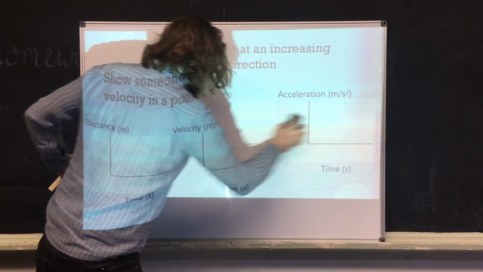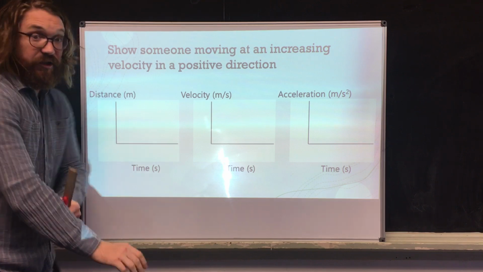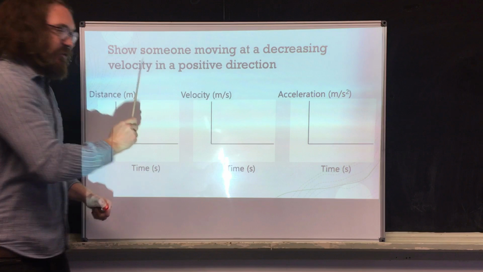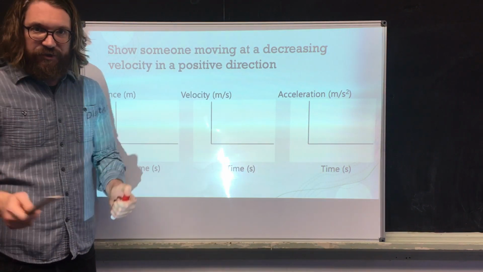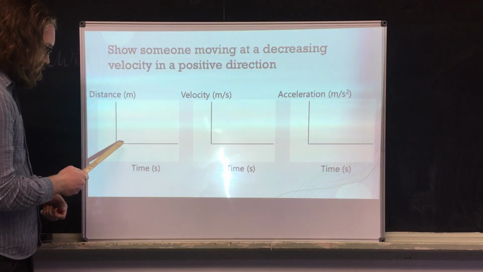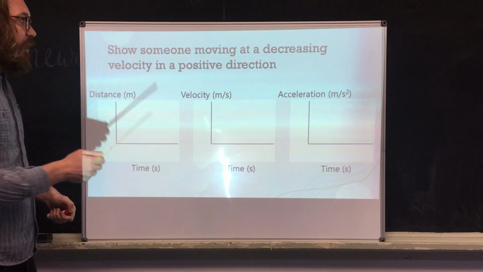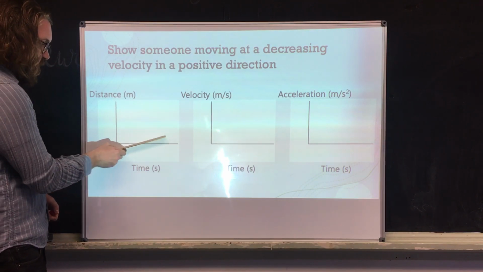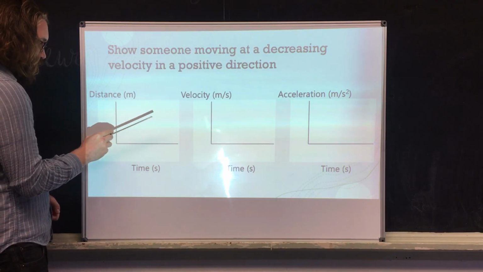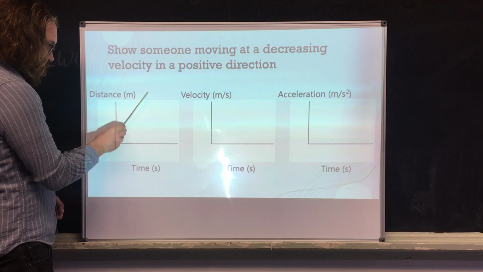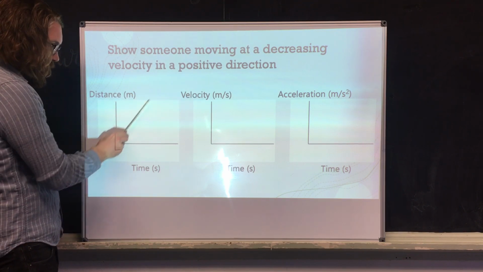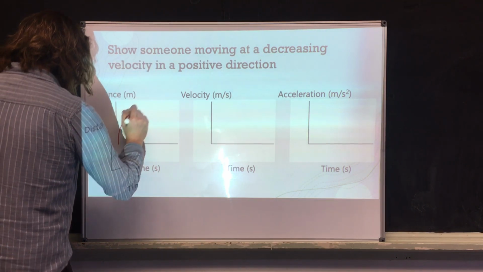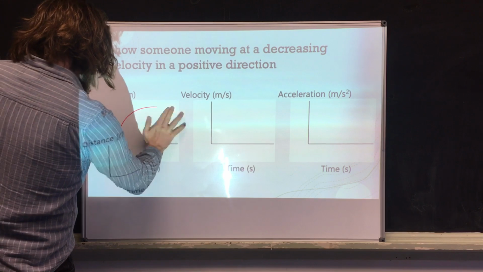And we're going to take this example and do it 3 more times so you can see all the permutations. Somebody moving at a decreasing velocity in a positive direction. Okay, so we got 2 things again. We're moving in a positive direction, so my distance is going to go up. But now I have a decreasing velocity. And what that means is that my slope, instead of getting steeper, is going to start really steep and get flat. Oh, look at that line. So instead of curving up, it's going to curve like that. Okay?